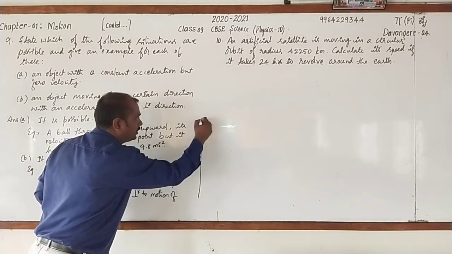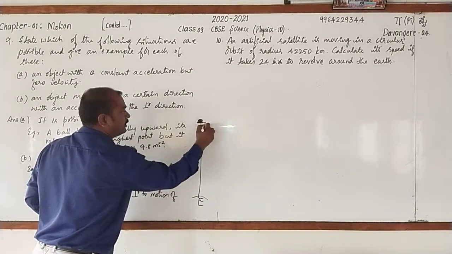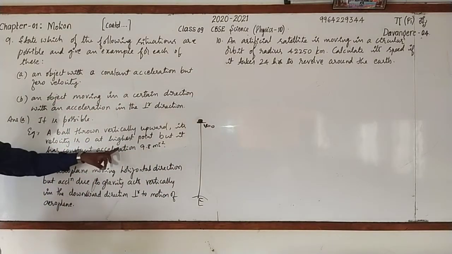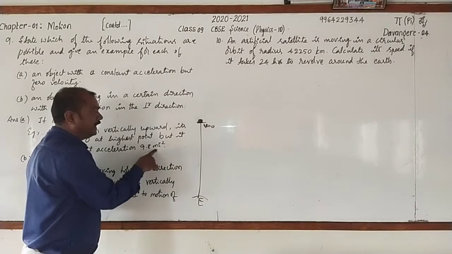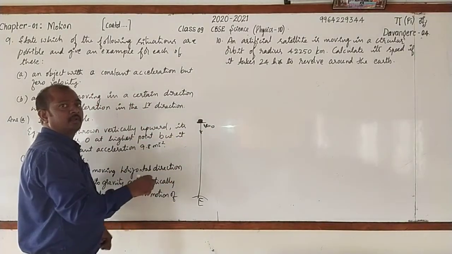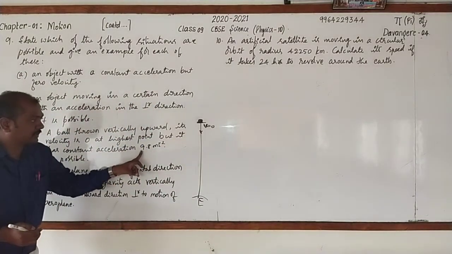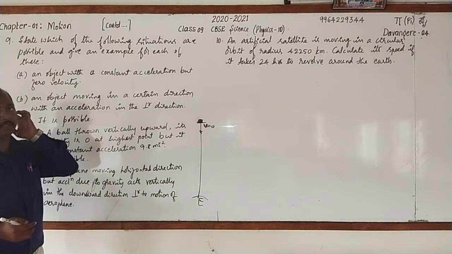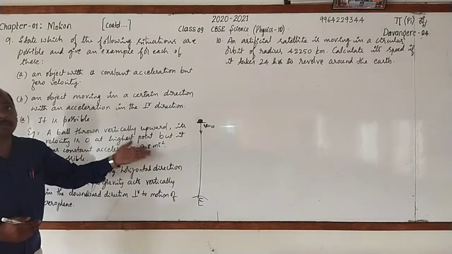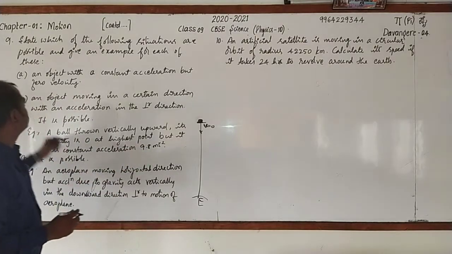Thrown vertically upward, when it is at the highest point, here velocity will be zero. But it has a constant acceleration of 9.8 meter per second square. When it starts falling, then it falls with an acceleration of 9.8 meter per second square. It is uniform acceleration. This is an example for uniform acceleration. Clear? Okay, next, another one.